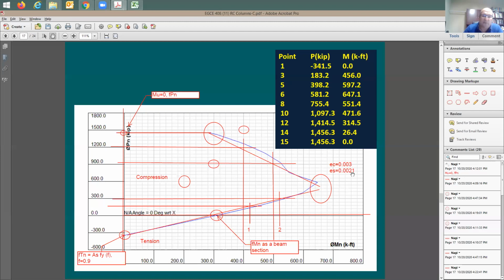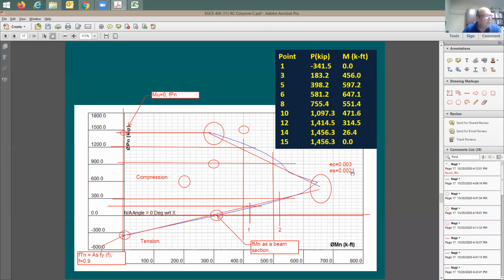It doesn't happen at all points, because usually you're going to have either one of the two. The strain in the tension steel is going to be either above the yield point or below the yield point. We understand that, and we have done examples on this. Am I correct? You guys remember this? Okay. So either you're going to have compression control or tension control.